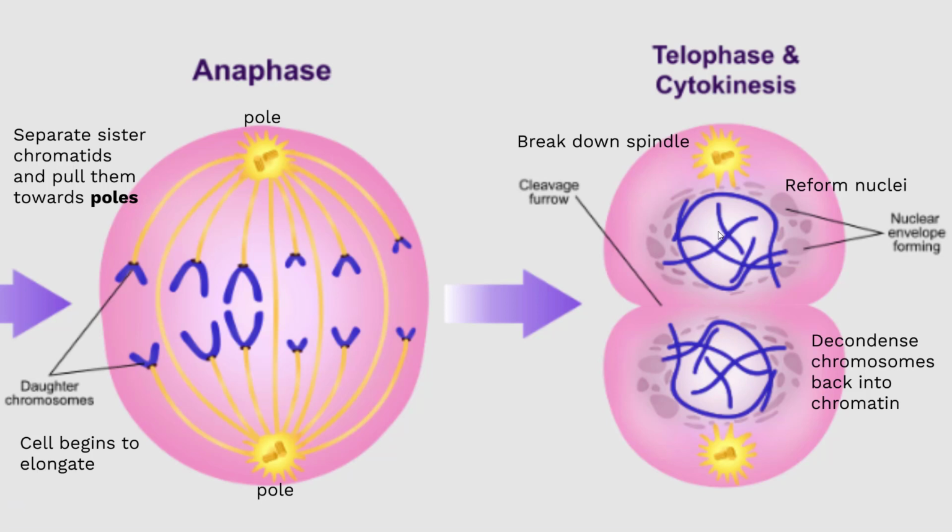We reverse the changes we made in prophase. Breaking down, so we break the spindle down, we reform nuclei, and the chromosomes decondense back into chromatin.